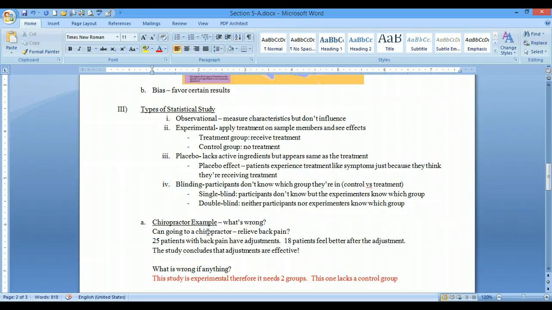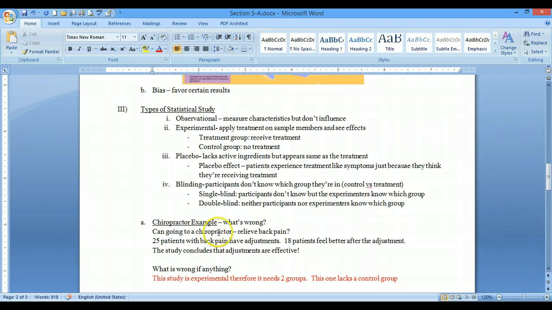All right, let's move on to this statistical study about chiropractors, and I want you to be observational about what's going on. Is something wrong with this study, or is it good? Can I take the information and the conclusion as being fact? So the question is, can going to a chiropractor relieve back pain? 25 patients with back pain have adjustments. 18 of the patients feel better after the adjustment. So we conclude that adjustments are effective. Is there anything wrong with this?